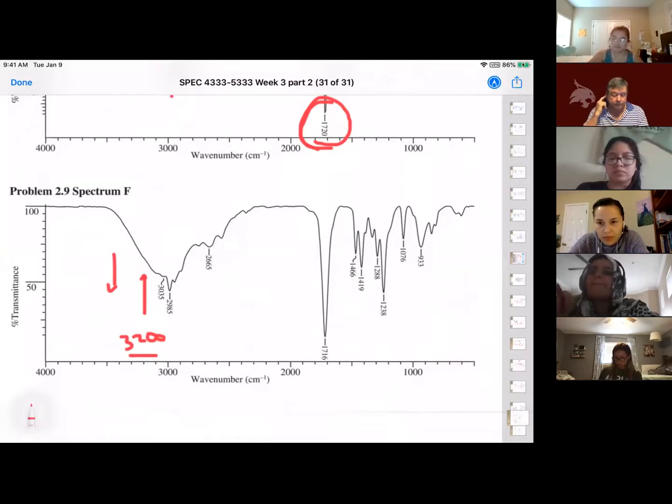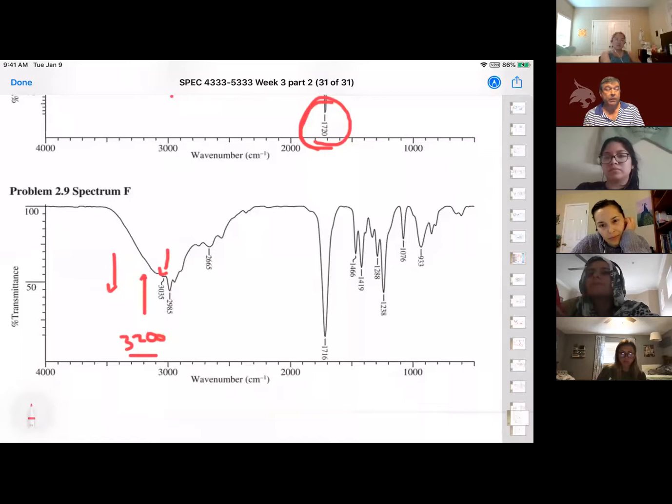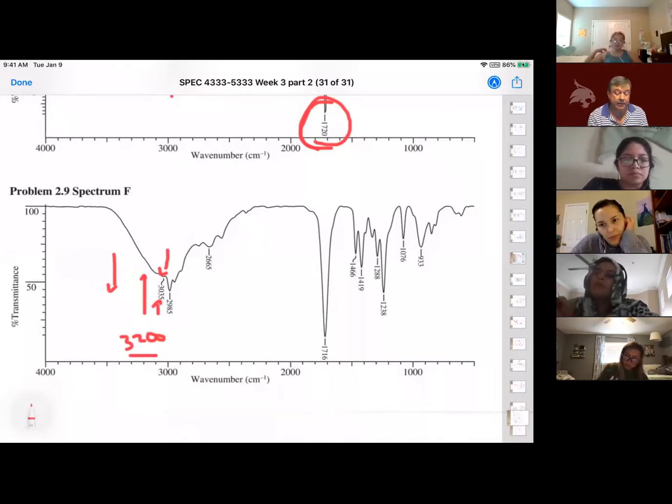Carboxylic acid. So carboxylic acid, I'm not sure we can trust that peak above there. So let's see if there is a carbon-carbon double bond that would support having a benzene ring. If we look back over here, we don't see anything in the 1600 range. So I would say this is not an aromatic carboxylic acid, but it is a carboxylic acid because of this peak, and it's probably aliphatic because of this peak.